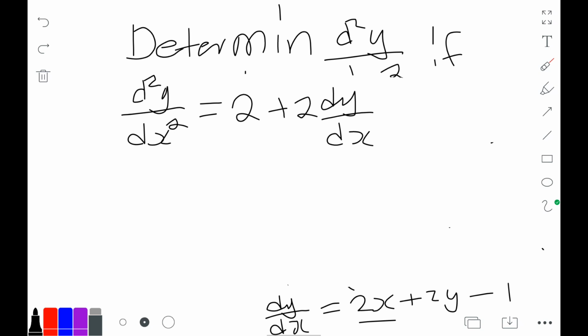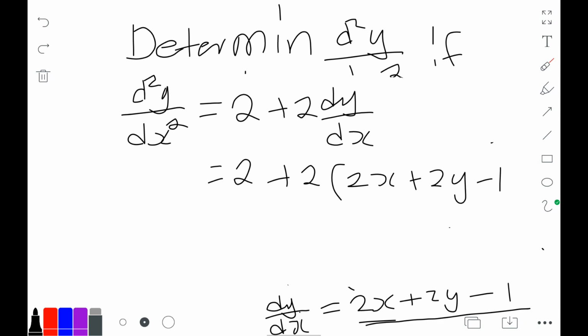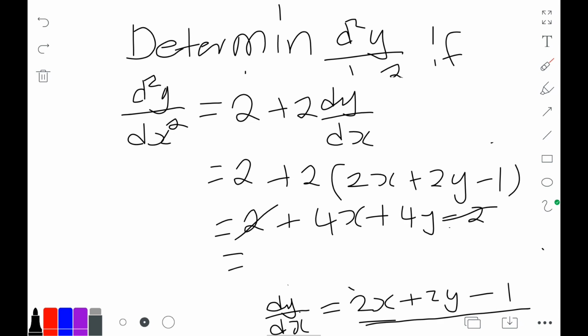So now we have d squared y over dx squared equal to 2 plus 2, where dy over dx we substitute with 2x plus 2y minus 1. Then the answer is going to be 2 plus 4x plus 4y minus 2, which cancels with this. You can start with 4y, that is fine, but I just want to write it the way it is here.